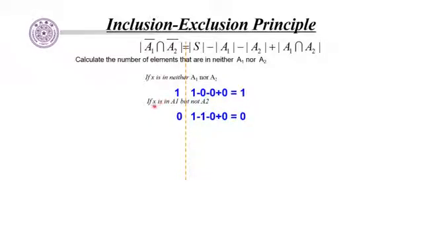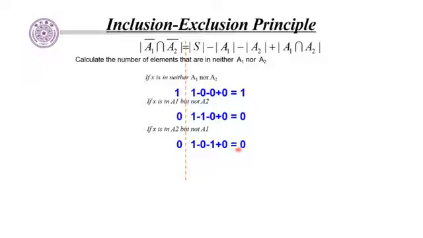For other situations, for example, X is in A1 but not in A2, which means that it's only in one set. Obviously, it won't contribute to the left-hand side. For the right-hand side, it must contribute 1 to the universal set. It's in A1, so it also contributes 1 to this set. For A2 and A1 intersected with A2, its contribution is 0. Its contributions to both the left-hand side and the right-hand side are 0. The situation where X belongs to A2 but not to A1 is very similar. The contribution to the left-hand side is 0. The contribution to the right-hand side is 1 minus 0 minus 1 plus 0, equal to 0.